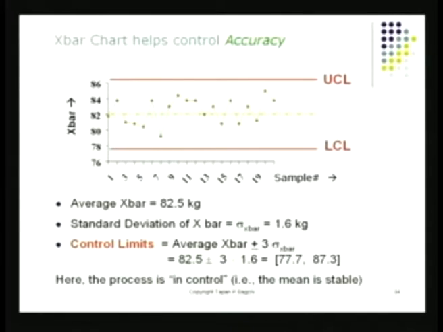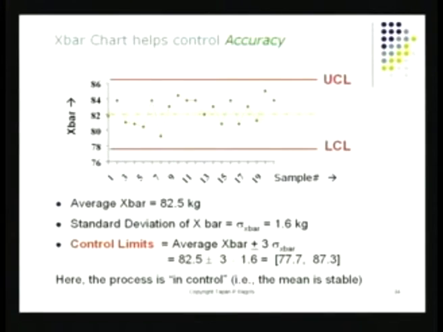This being something that probably is looking at the filled quantity in a bag. And there are many such bags being filled, maybe fertilizers, something like that, or maybe cement. The average XBAR value is turning out to be 82.5. The standard deviation of this, when I do my calculation, I find it to be 1.6.